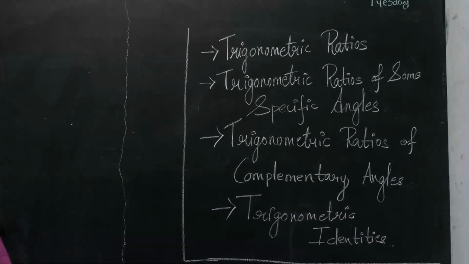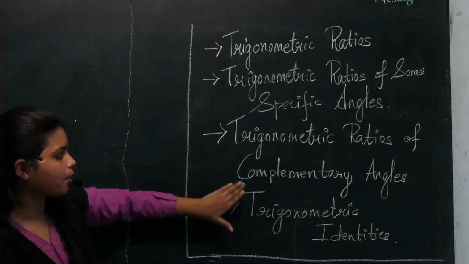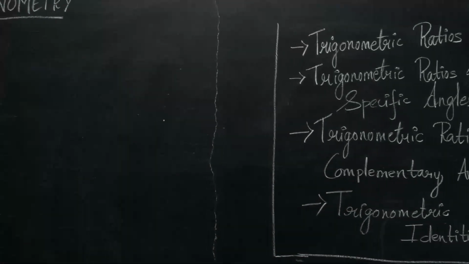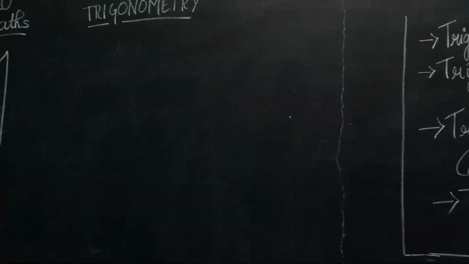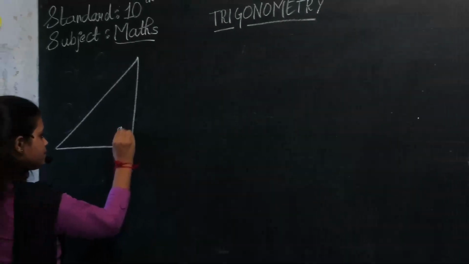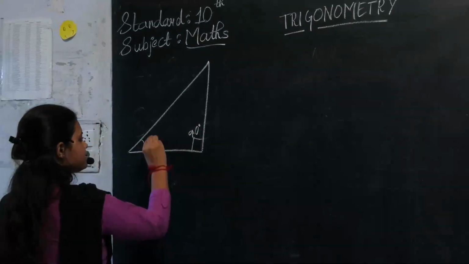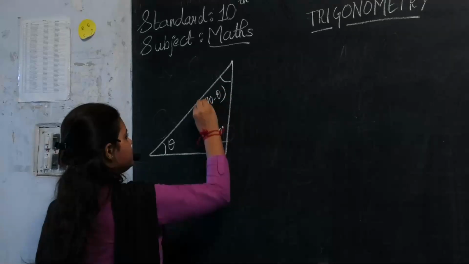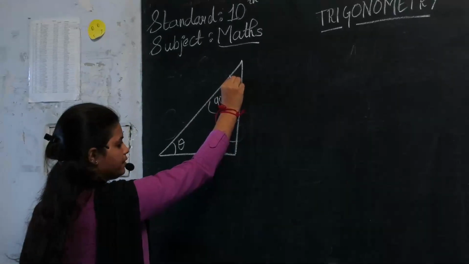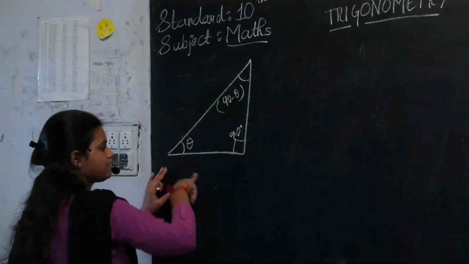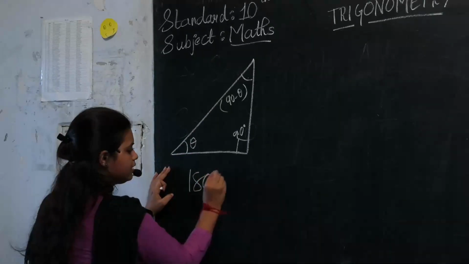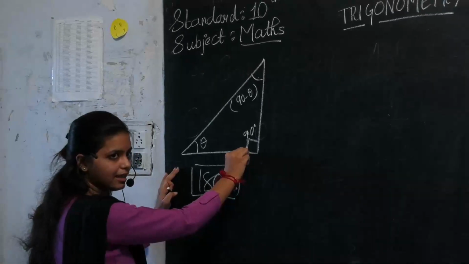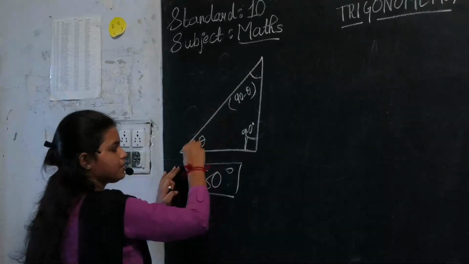Okay, we'll start here: trigonometric ratios of complementary angles. Okay, let us do this. First we'll draw one triangle. Now as I discussed before, this is 90 degree. This one is theta. Then this will be 90 minus theta. Why? Because these both angles are complementary angles. The addition of all these three angles will be 180 degree. So if this angle is 90 degree, the remaining is 90. Clear? That is the addition of these both angles.